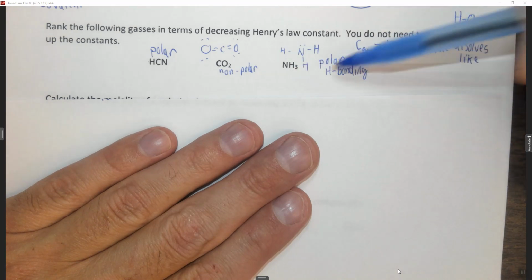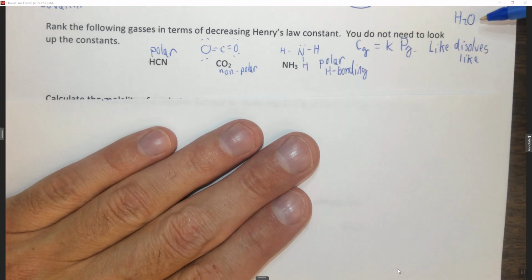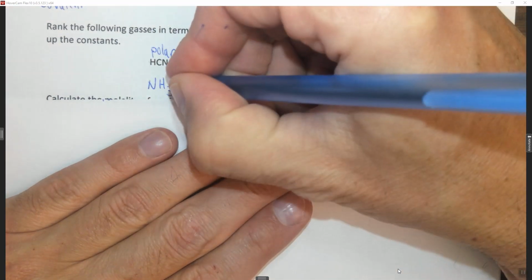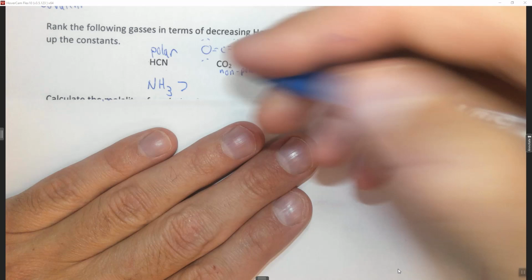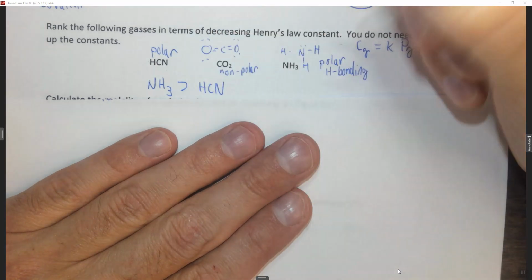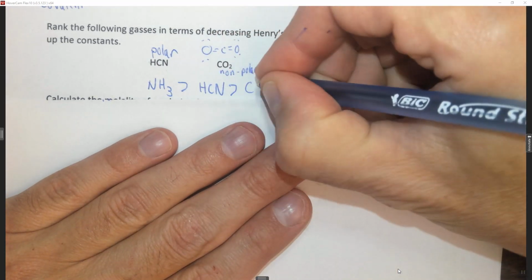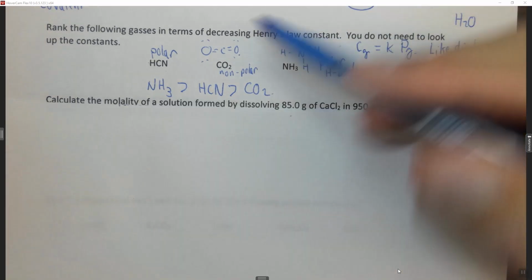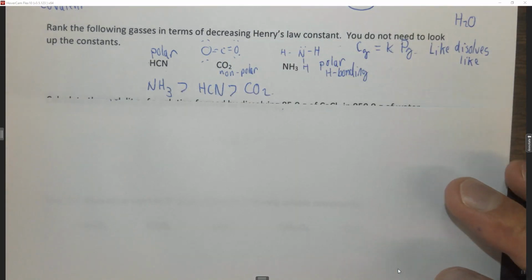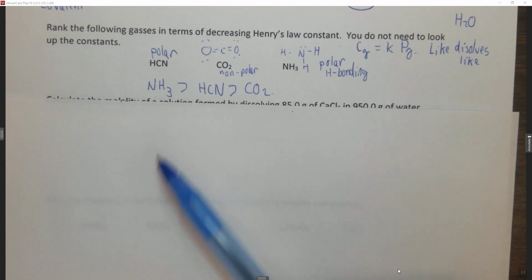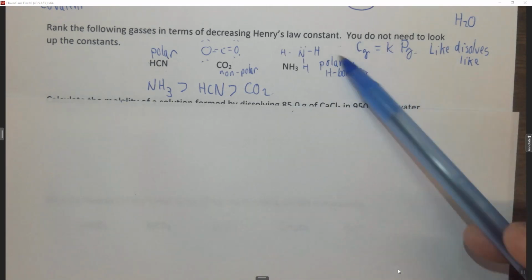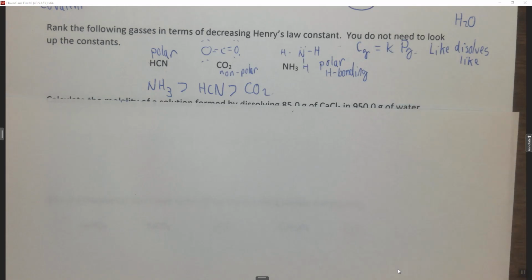So since NH3 is capable of hydrogen bonding with water, this is going to be the most soluble, which is going to be greater than HCN, which at least is polar, which is going to be greater than CO2 because CO2 is nonpolar. So this would be the order of these different compounds based on the fact that like dissolves like and based on Henry's law. The Henry's law constant is greatest for the one that's the most soluble in water.